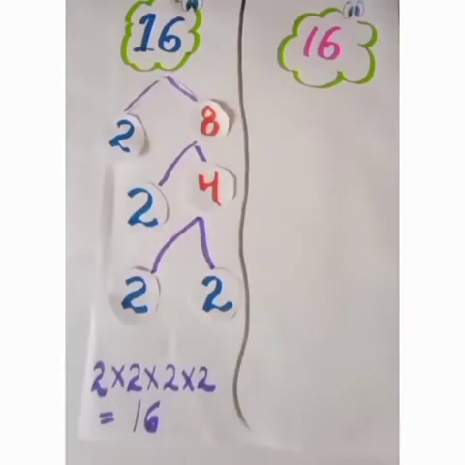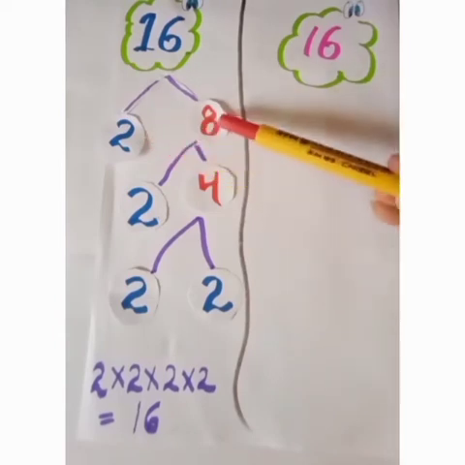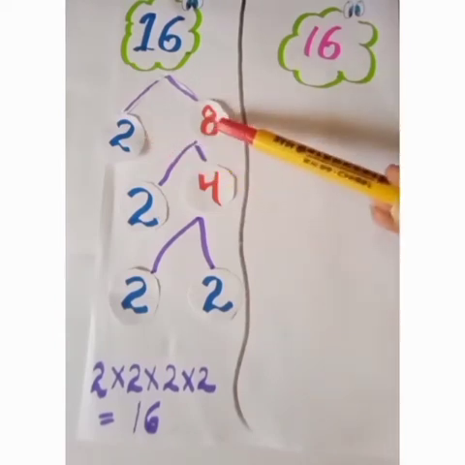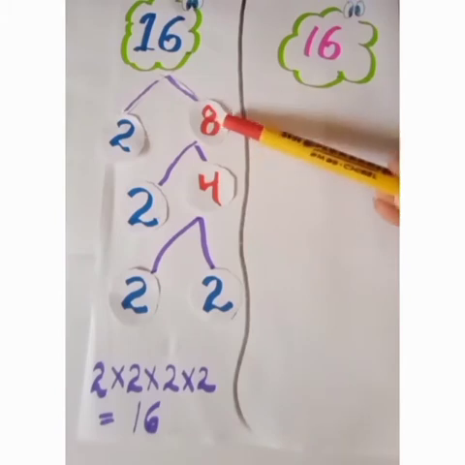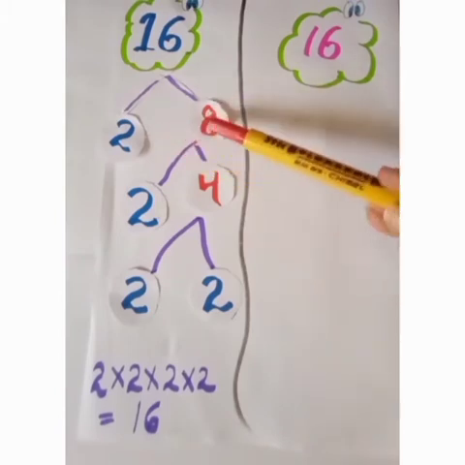Take now another composite number, number 16. Now we split this into two parts, one prime and one composite. We know 2 eights are 16. Then we got the two factors 2 and 8.